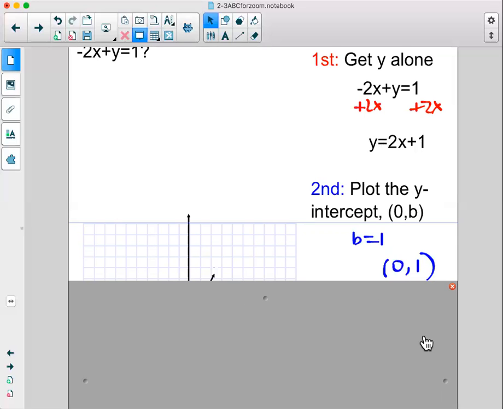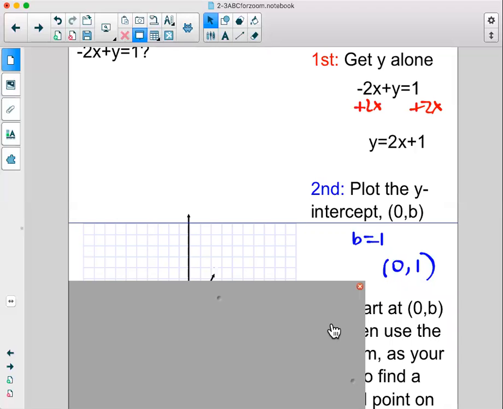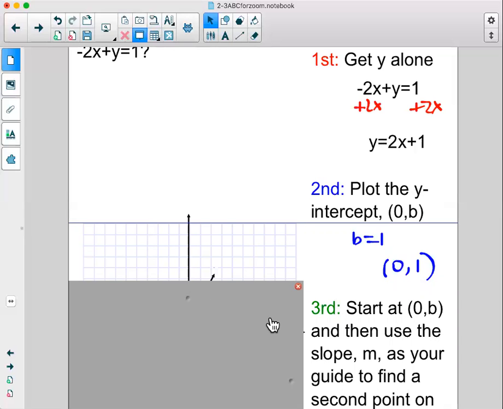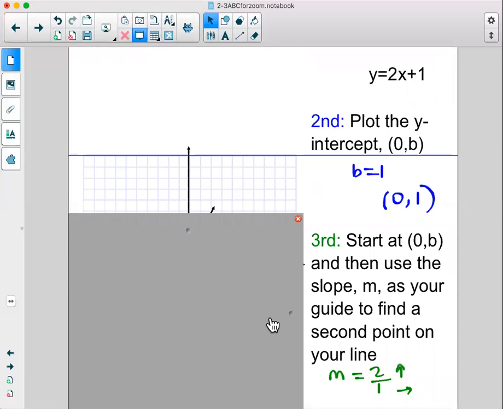The next thing we would do is start at that y-intercept, and then use the slope in order to find our way to the second point on the line. In this case, the slope is positive 2, or positive 2 over 1, which means the rise is up 2 and the run is positive 1. So from point to point on this line, we go up 2, to the right 1, up 2, to the right 1.